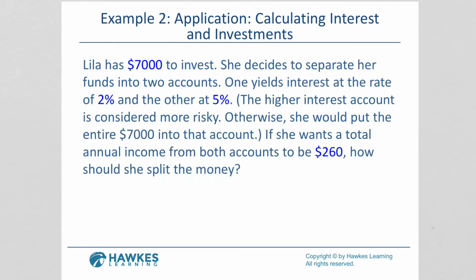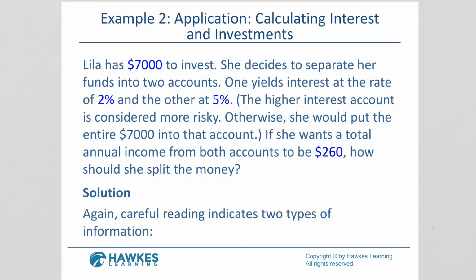Example 2. Lila has $7,000 to invest. She decides to separate her funds into two accounts. One yields interest at the rate of 2% and the other at 5%. The higher interest account is considered more risky. Otherwise, she would have put the entire $7,000 into that account. If she wants a total annual income from both accounts to be $260, how should she split the money?